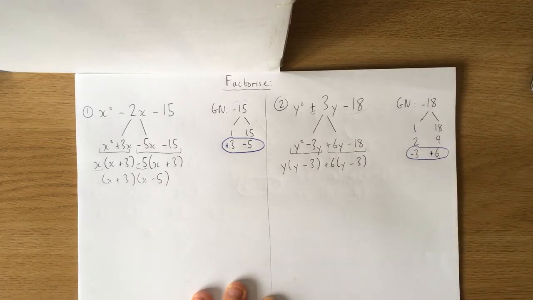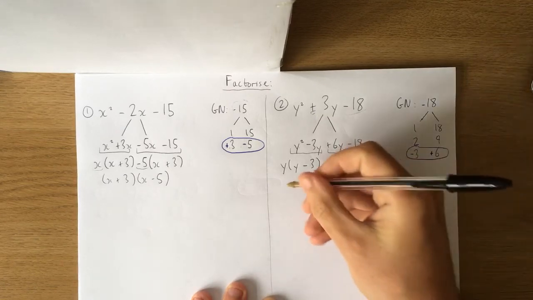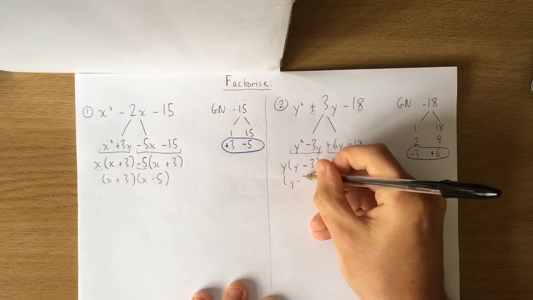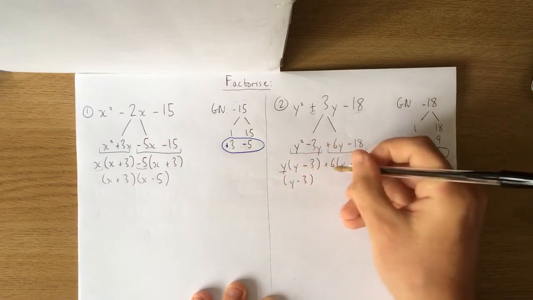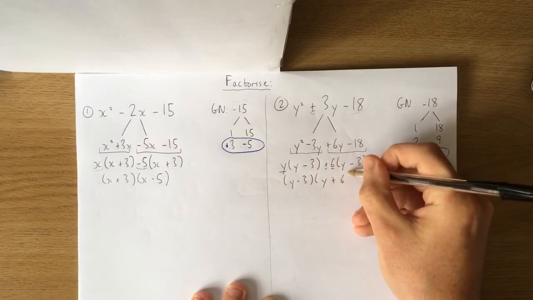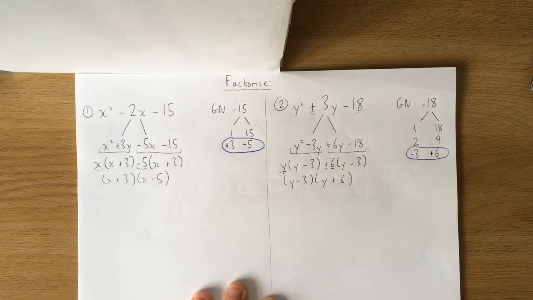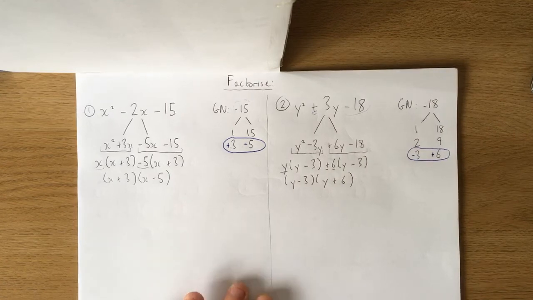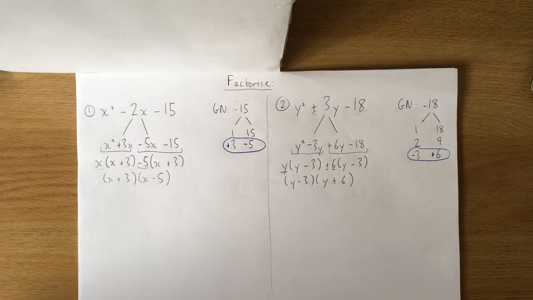Y minus 3 is common to both, so factorize it out. And you're left with y plus 6, so that goes in your other bracket. Alright, so y minus 3, y plus 6 is my solution. As I said before, if you were to multiply that out, you get back to the question. I'll leave you to do that yourself if you want to check that, but it will give me the y squared plus 3y minus 18. Okay, so that's just factorizing quadratics where your guide number is negative.